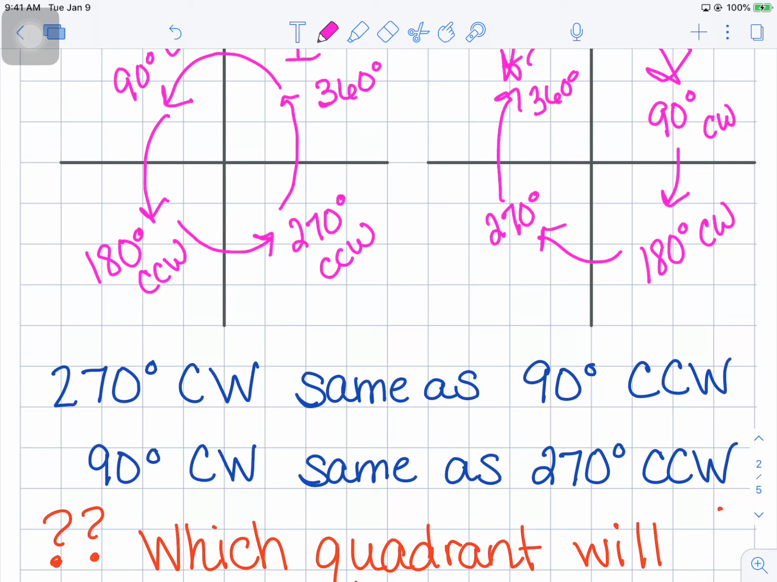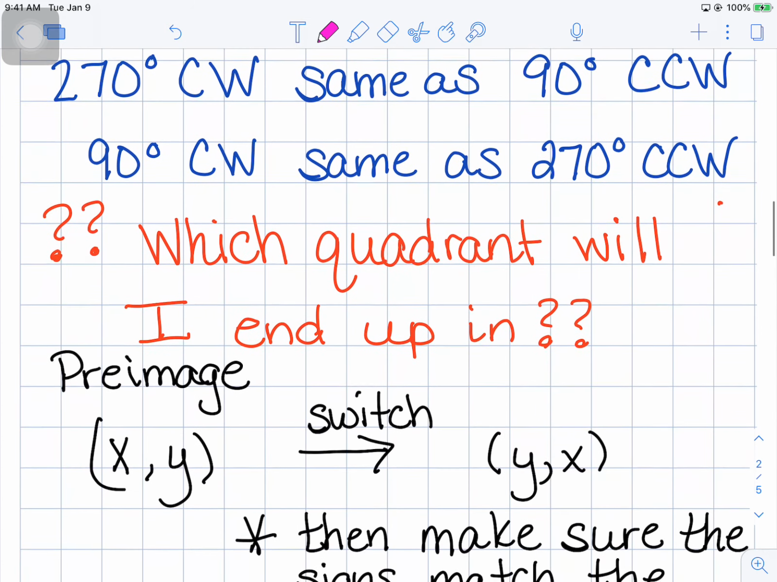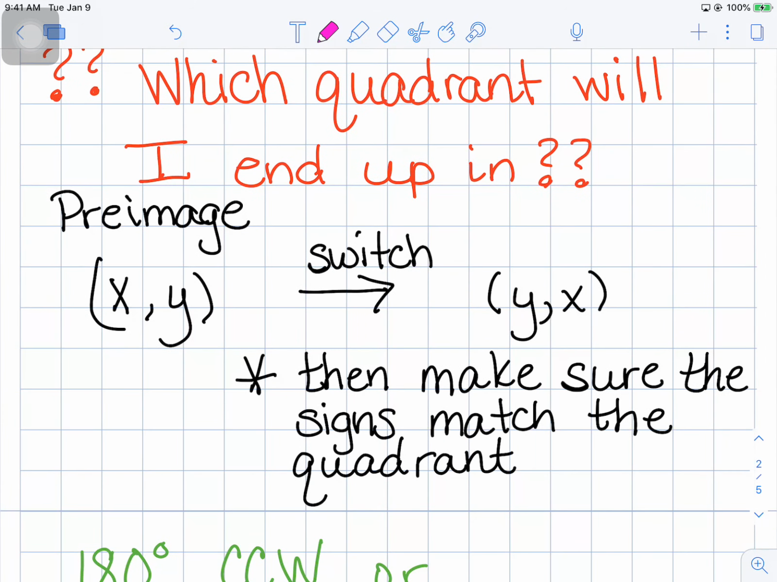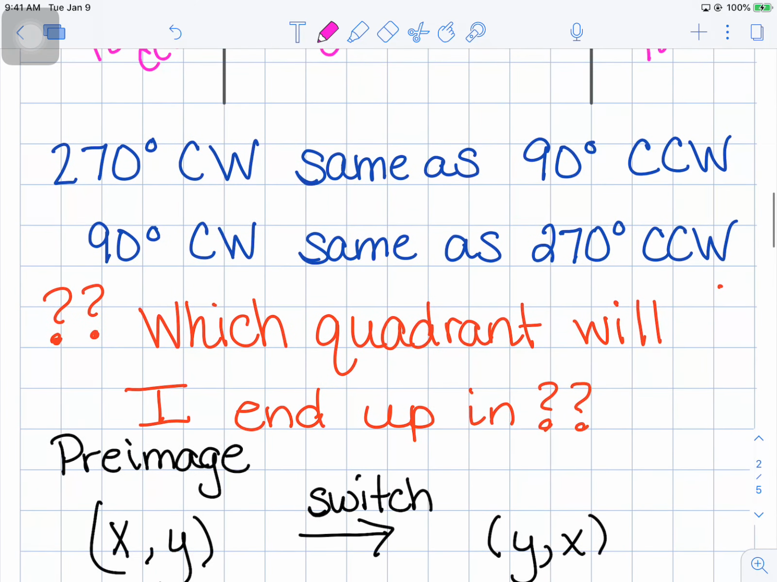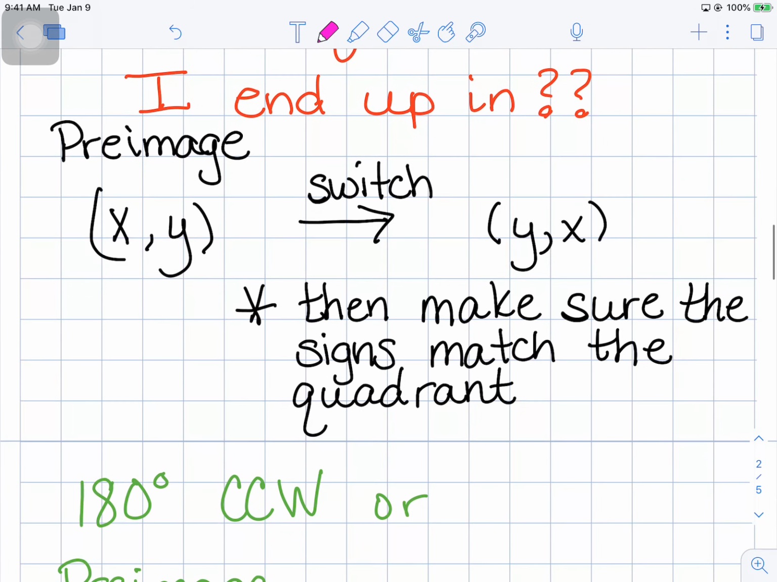So if you know these rules and you know about 180, which we're going to talk about in a second, this becomes very simple when you don't have graph paper or patty paper to be able to figure out what the new coordinates will be for a shape. The question you need to always ask before you start is, which quadrant will I end up in? So you have to know how many degrees you're turning. Once you know what quadrant you're ending up in, you look at your pre-image coordinates and you switch them, and this is when you're going 270 or 90 degrees, either direction, doesn't matter. You switch X and Y, and then you make sure the signs match the quadrant. We're going to do an example of that in just a minute.